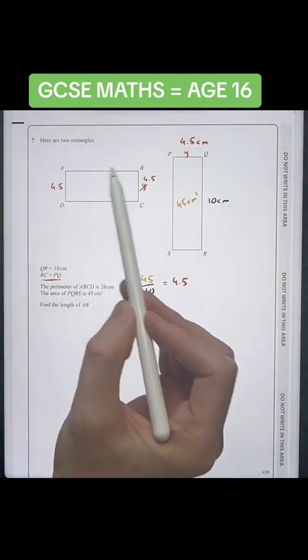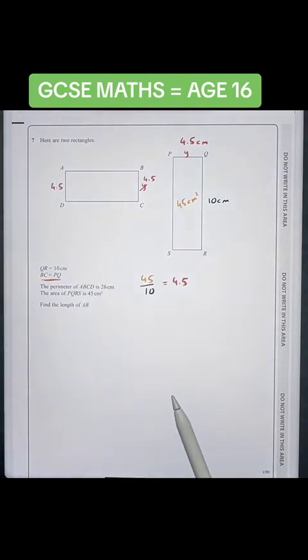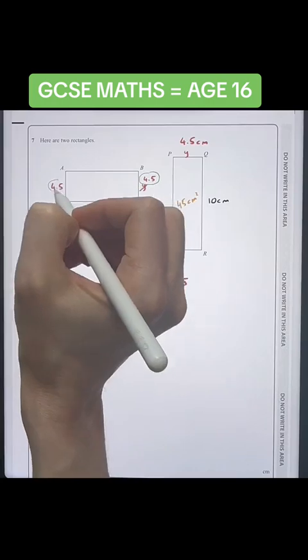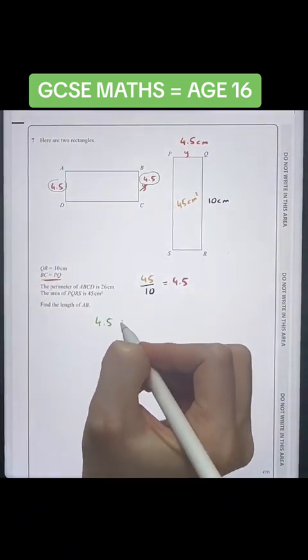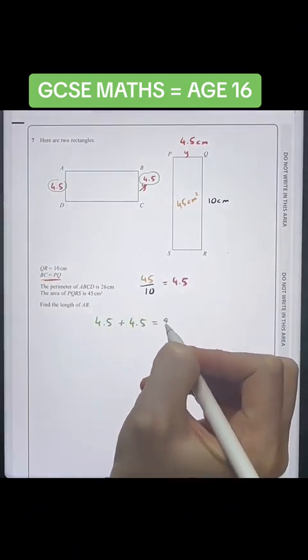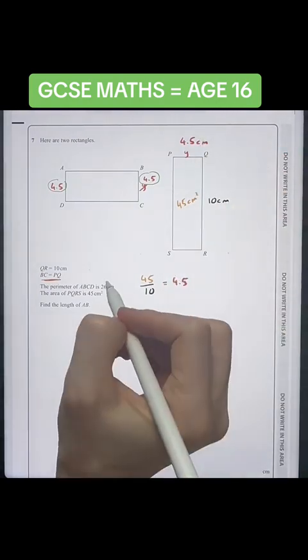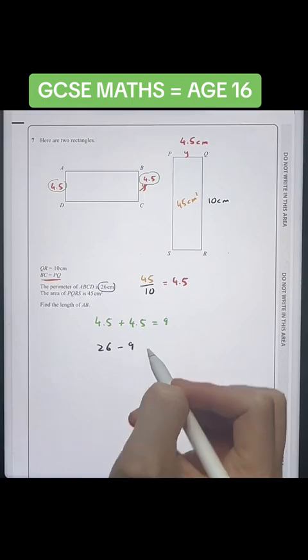Well, the perimeter is the total distance around the outside of my 2-dimensional shape. Therefore, I'm going to start by adding up the 2 sides I know. Well, 4.5 add 4.5 will give us 9. Subtracting that from the total perimeter, which in this case was 26, 26 subtract 9 will give us 17.